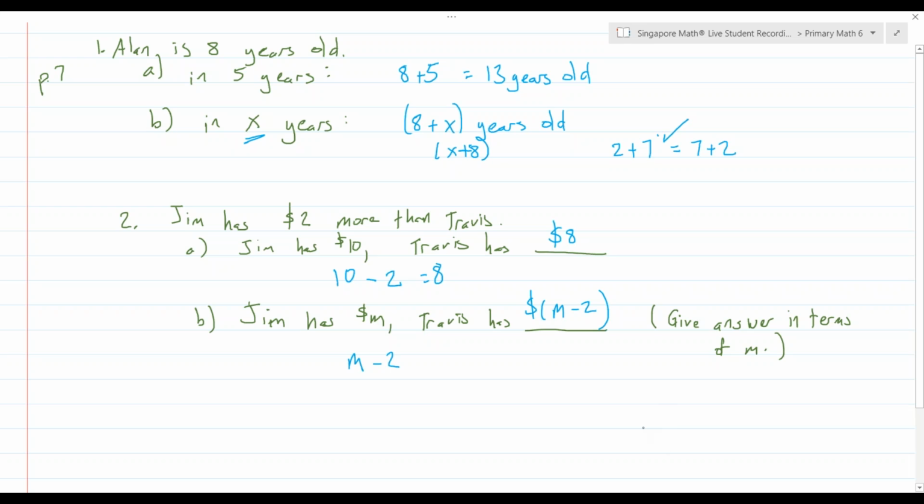Now remember, 7 minus 2 compared to 2 minus 7, they are not the same thing. So with subtraction, you have to make sure to get the correct number in the first spot. So if Jim has M and he has the most, you would have M minus 2 to find Travis's. It's important to have M minus 2, not 2 minus M.